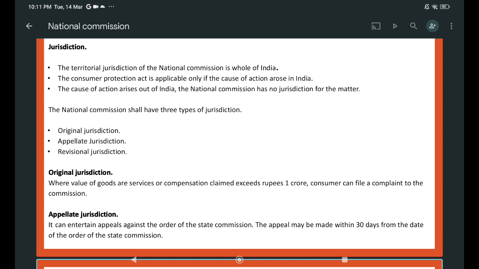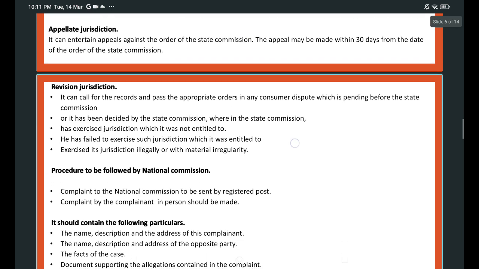Third, revisional jurisdiction. Original jurisdiction: where the value of goods and services or compensation claimed exceeds rupees 1 crore, then consumer can file a complaint to the National Commission directly. Appellate jurisdiction: it can entertain appeals against the order of the State Commission. The appeal may be made within 30 days from the date of the order of the State Commission.